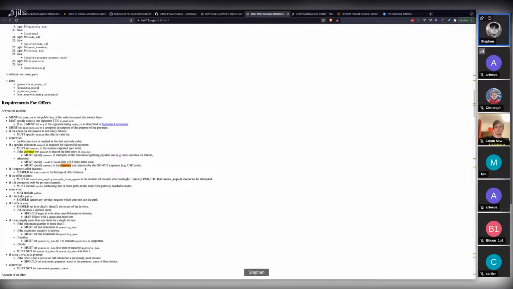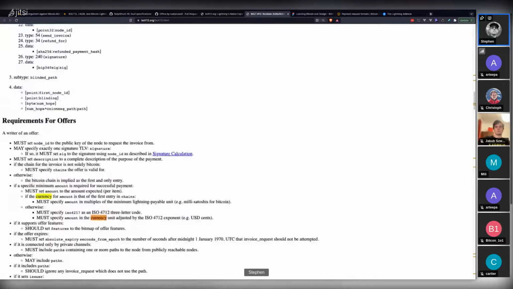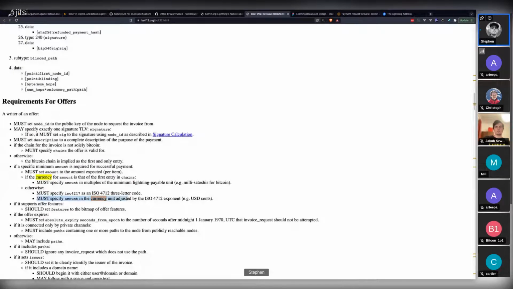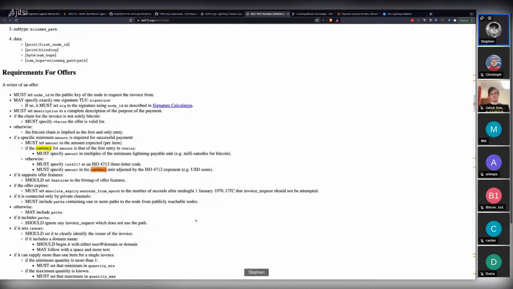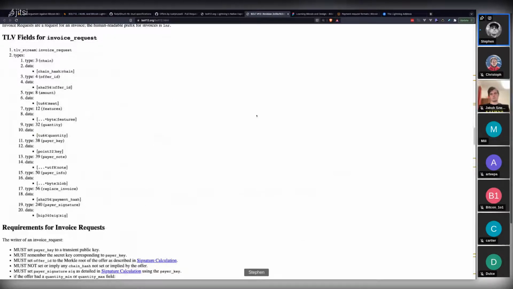I see. So it says here in the spec, must specify amount in the currency unit adjusted by the ISO 4217 exponent, e.g. USD cents. So I'm wondering if there's like an ISO, the international standards body, specification for how you express certain world currencies. So it might be that you can specify any kind of ISO recognized currency, but I might be majorly wrong on that.